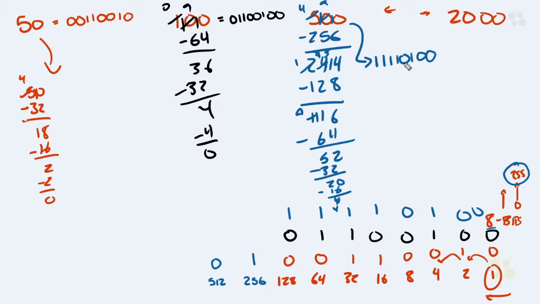It's 9 bits, right? That's 4, 5, 6, 7. Oh, what did I do wrong? Hang on. 1, 2, 3, 4, 5. Whoop, there you go. So that's the binary equivalent of the number 500. Okay, so how about this one?